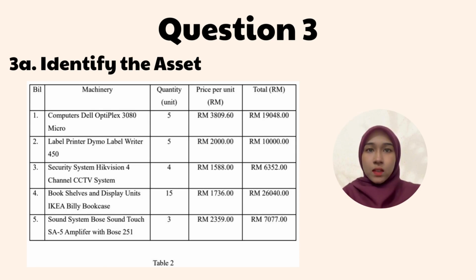I will show the assets Bookworm Enterprise uses for its bookstore business operation. Bookworm Enterprise has used 5 units of Dell OptiPlex 3080 Micro computers with the price of 3,890.60 per unit, 5 units of Dymo LabelWriter 450 label printers with the price of 2,000 per unit, and 4 units of security system, a 4-channel CCTV system, with the price of 1,588 per unit.